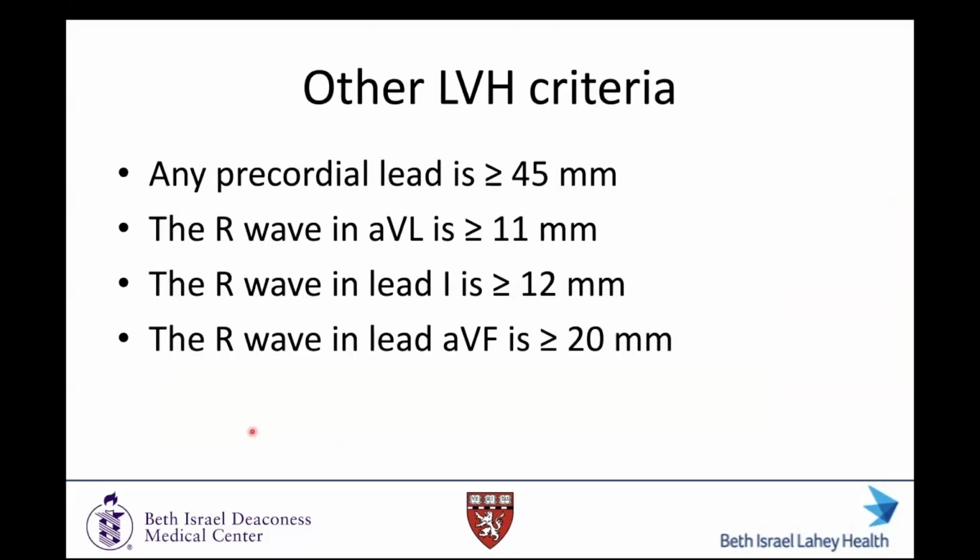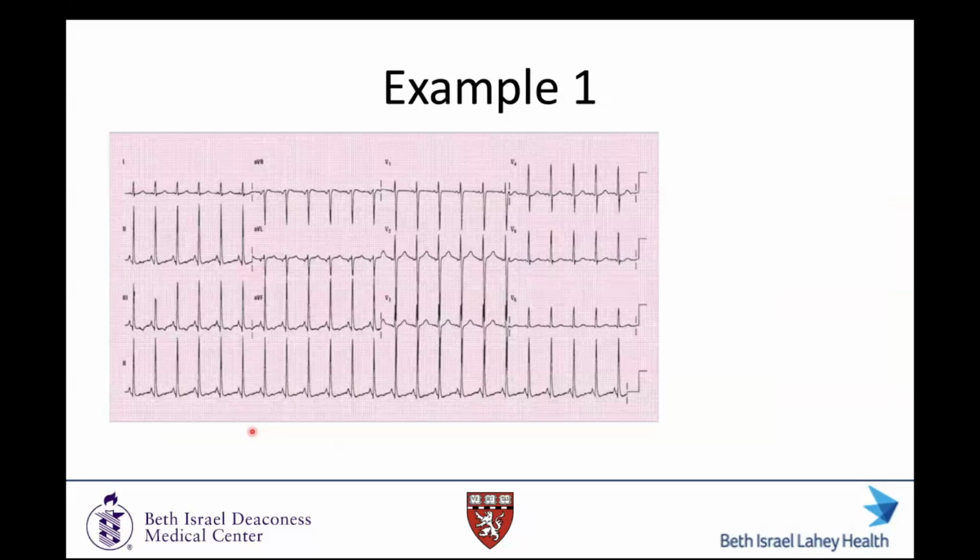So now let's put these criteria to a test and go through an example. Take a moment to pause this video to go through this example yourself. So starting off, we have our rate, which is 140 beats per minute here. Our rhythm is sinus tachycardia. So we have a narrow complex, regular tachycardia with P waves before every QRS and P waves of normal morphology, which is consistent with a sinus tachycardia.